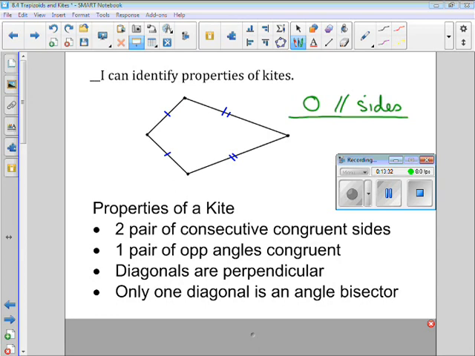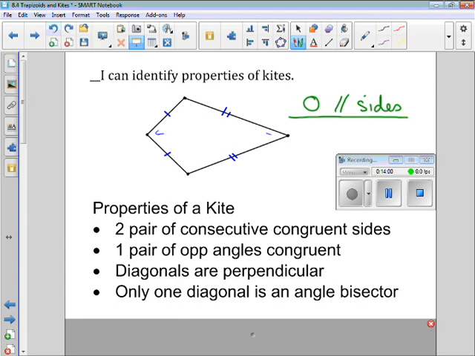All right. So here's the properties of a kite that we need to remember. Okay, 2 pairs of consecutive congruent sides. And again, I've whipped through these things. You can put it on pause, copy them down. But two pair of consecutive congruent sides. 1 pair of opposite angles that are congruent. Now, the opposite angles that are congruent are not the ones between the two sets that are congruent. Okay?